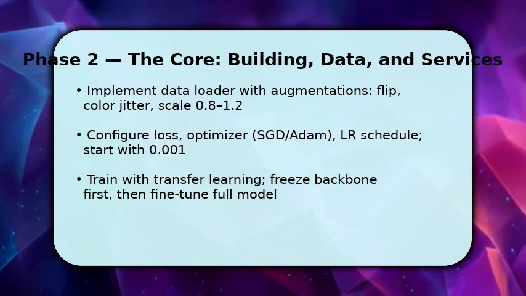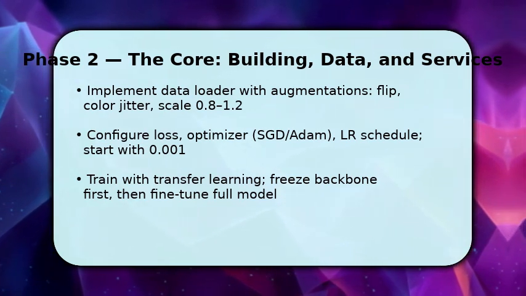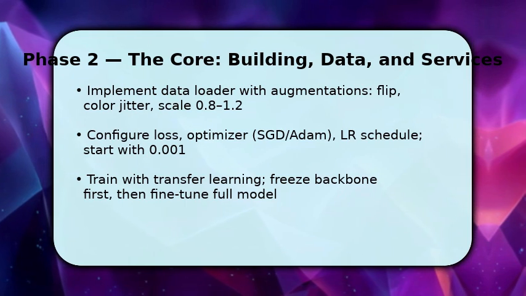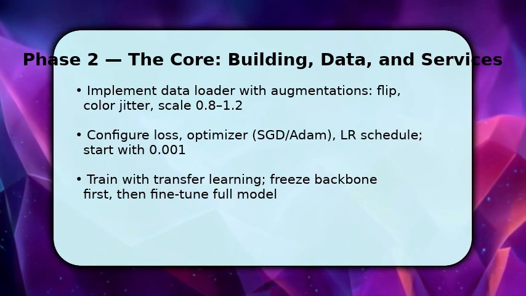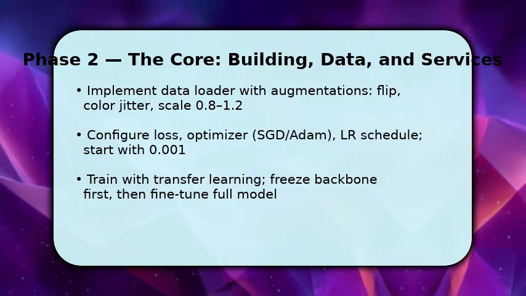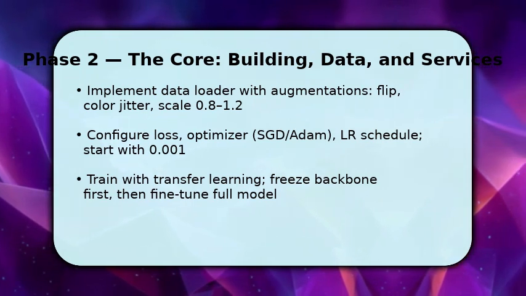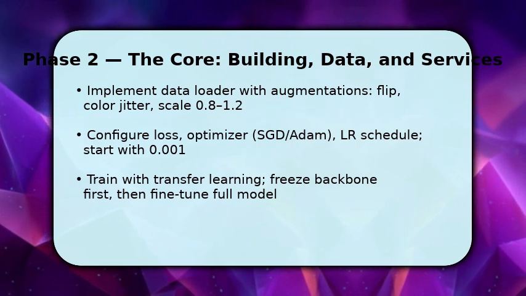Begin by coding a robust data loader with augmentations, horizontal flip, color jitter, and scaling between 0.8 and 1.2 to improve generalization. Next, configure loss functions for classification and box regression. Choose an optimizer like SGD or Adam and a learning rate schedule. Try 0.0001 as a starting point.